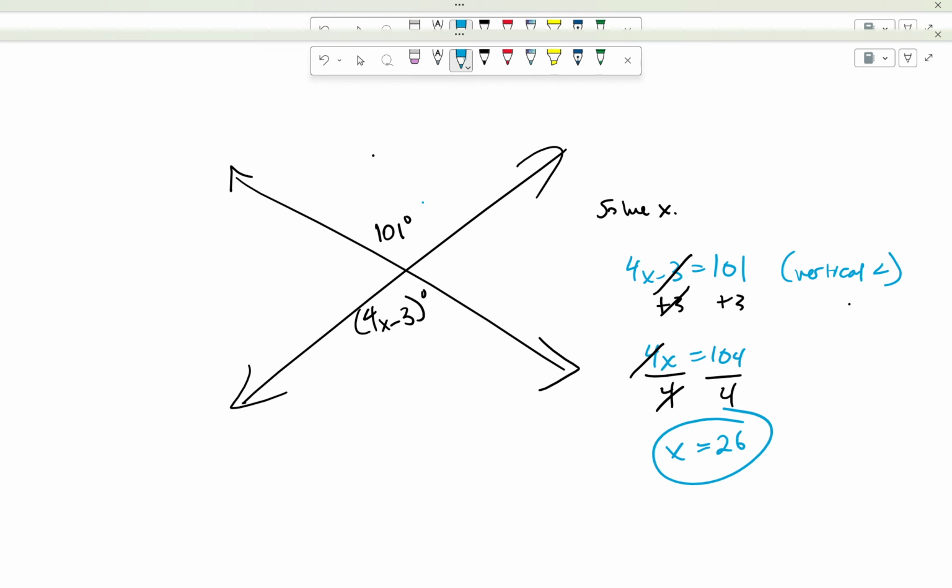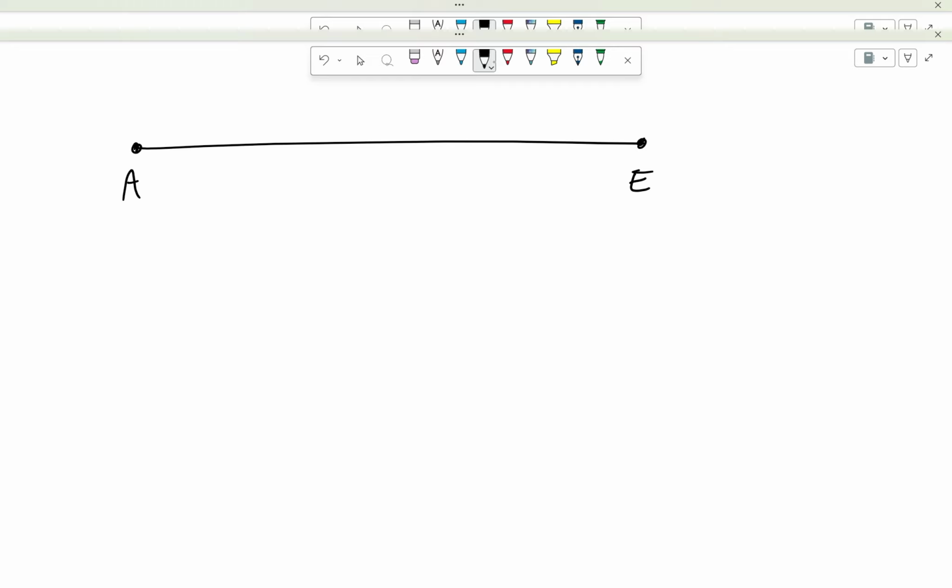Okay, last but not least, let's do a proof. I'm going to give you guys a diagram. There's going to be a bunch of points on this. So we have A and E. It's my line segment. And then right here I have points. Oops, yikes. This is not C. This is B. This one in the middle is C. And this one right here is D.